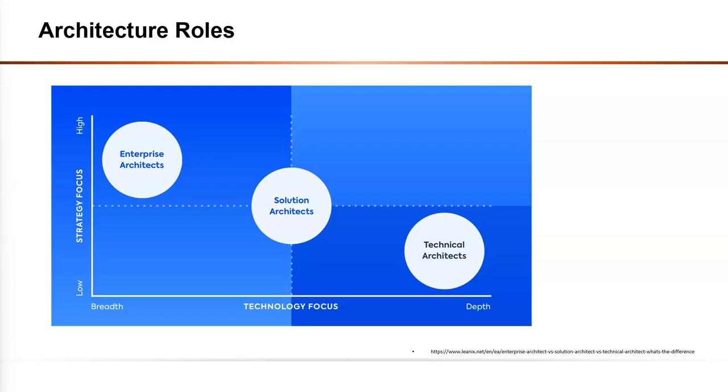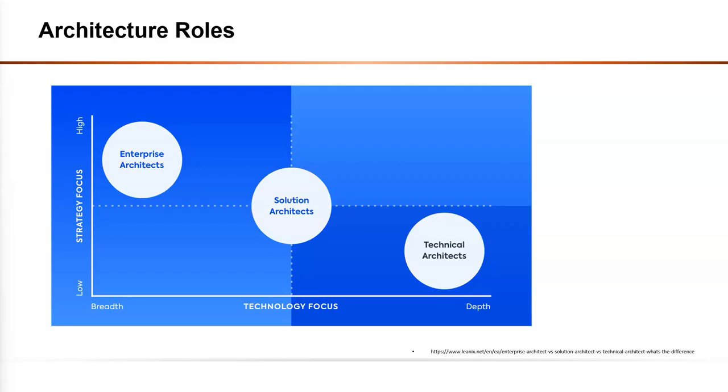Now, technical architects are more on technology, which is deeper. Maybe they're an SAP technical architect or Salesforce technical architect, or they can have a specific domain, like customer technical architect, supplier technical architect, or network technical architect. So there can be multiple roles, but they're focused on a specific technical aspect of the domains. And the solution architect is kind of in the middle. They do have some strategy focus, and they maintain breadth and depth as well. So solution architects are also important.